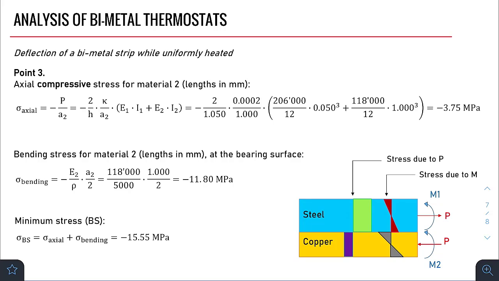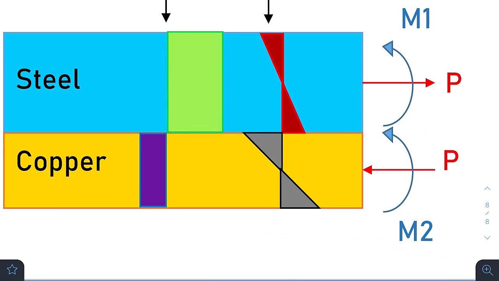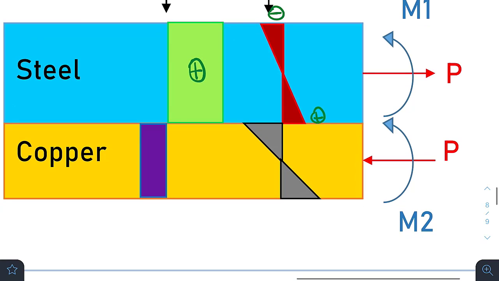We have now arrived at the last part of the video. I computed in exactly the same manner the stresses on the second layer, using the value of P that is equal for both layers, and this time using the lumped moment M2 instead of M1. These are the results that you will obtain using the same formulas. But now you can see that both the axial stress and the bending stress will be compressive.